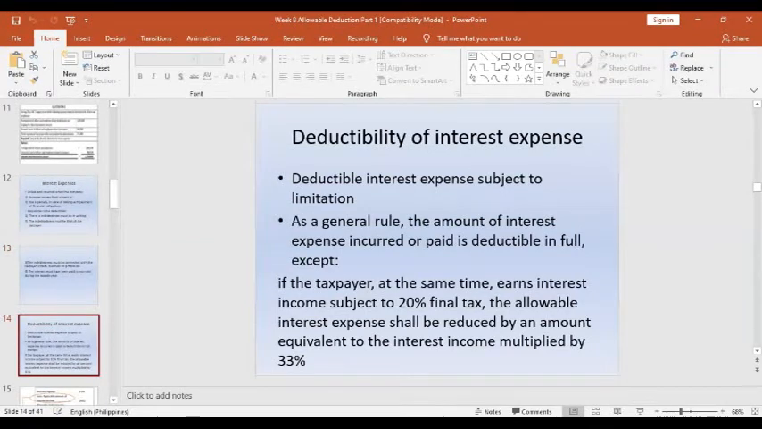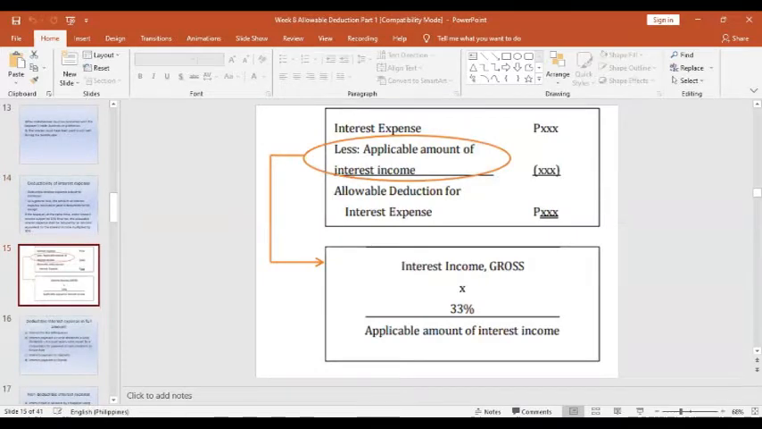Okay, so what about the deductibility of interest expense? In case the taxpayer has interest income earned, then the interest expense shall be reduced by the amount equivalent to the interest income multiplied by 33%. So how do we compute? To compute for the allowable deduction for the interest expense, of course, it is the interest expense less the applicable amount of the interest income. The applicable amount of the interest income is the gross interest income multiplied by 30%. So it should be deducted from the interest expense in order to compute for the allowable deduction for the interest expense.